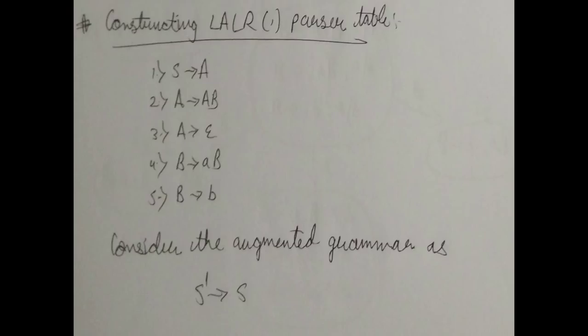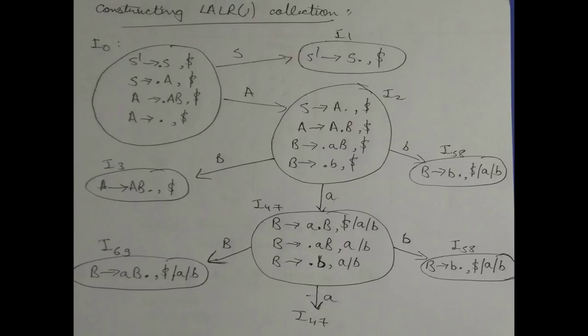Thus our given grammar will be S gives A, A gives AB, A gives epsilon, B gives a, B gives b. Now we consider the augmented grammar as S' gives S. Again, we construct the I0 canonical collection for this. Now again, for LALR1, we combine all the states with the same core into one state.